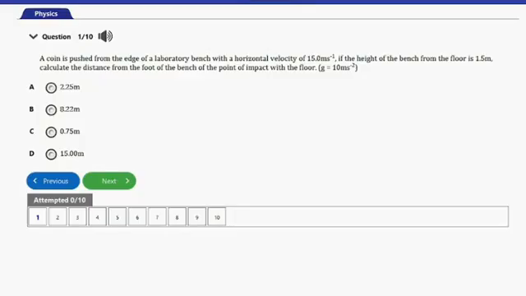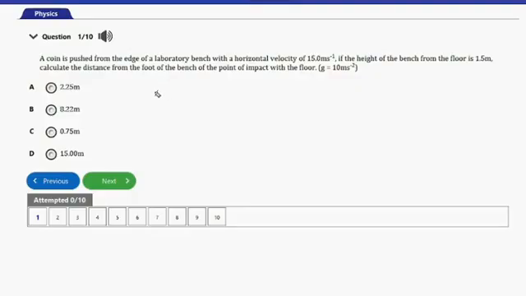It says, a coin is pushed from the edge of a laboratory bench with a horizontal velocity of 15 meters per second. If the height of the bench from the floor is 1.5 meters, calculate the distance from the foot of the bench to the point of impact with the floor. Alright, so guys, if we want to calculate the distance from the foot of the bench to the point of impact on the floor, we have to calculate this as a range.